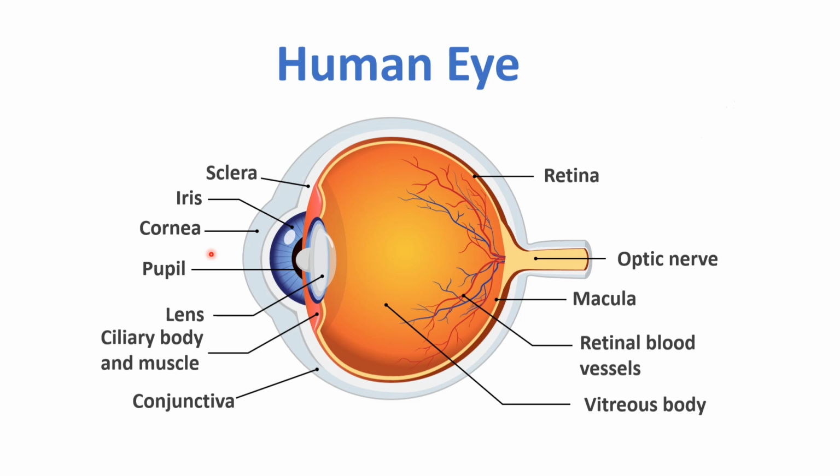But at night time the amount of light is very small because it is very dark. So the iris automatically expands the pupil to allow more light to enter.